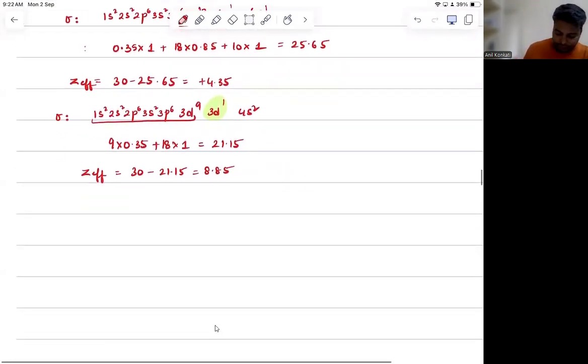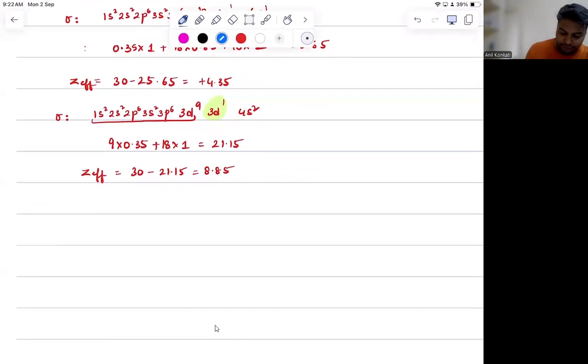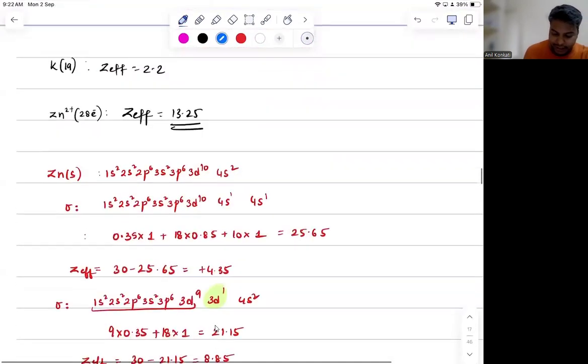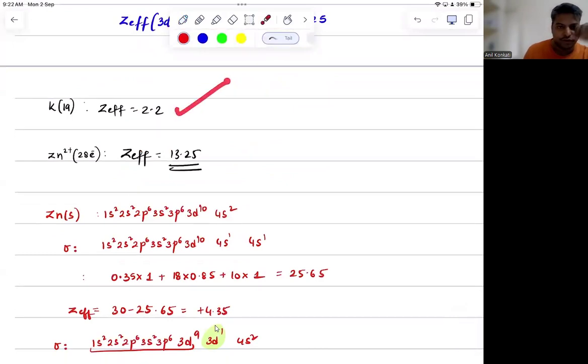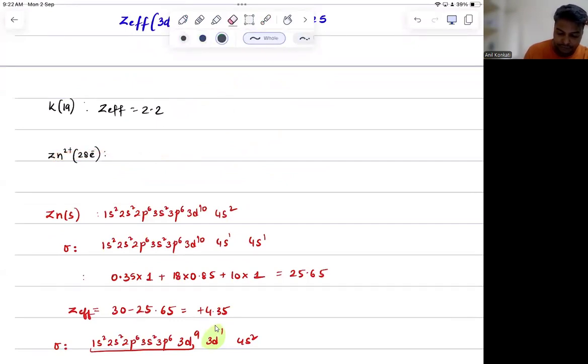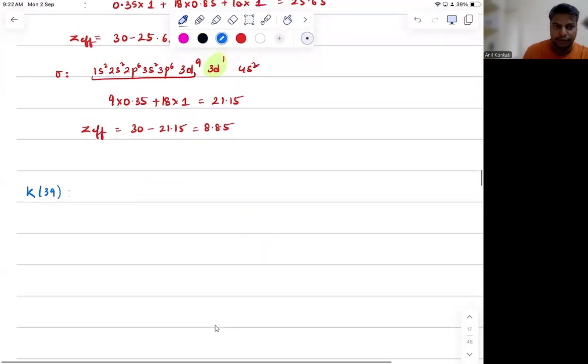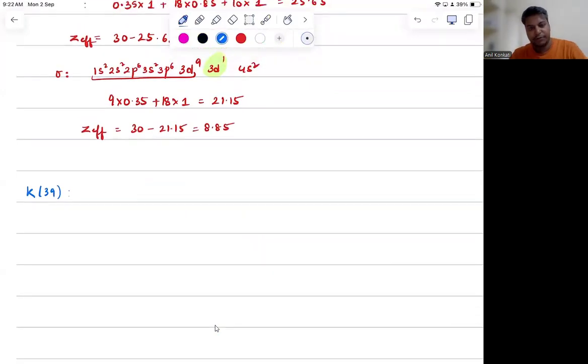Okay. We'll do one for S and P also. Why don't you do it for potassium? Potassium 39. I have the right data in front of me here that you should get Z effective as 2.2. Check. Right, for Z effective of potassium, everybody.